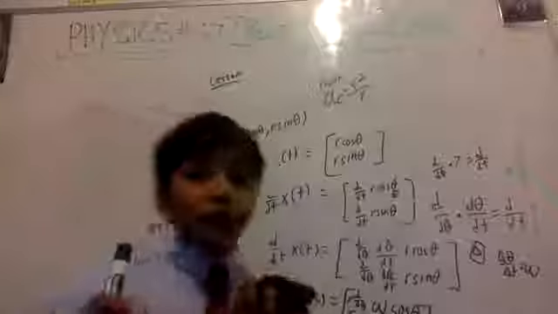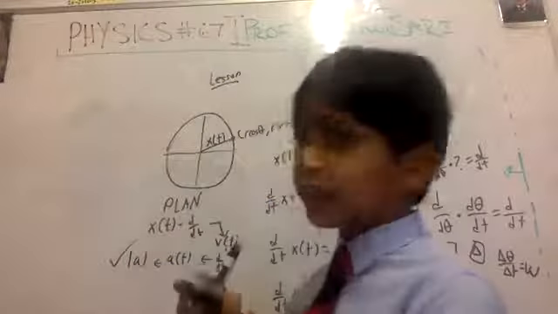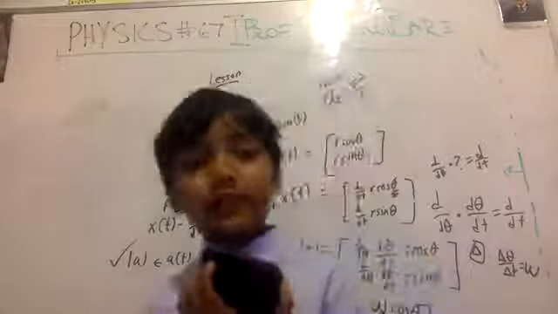Okay, now d over d theta is really just the derivative of cosine theta and sine theta.